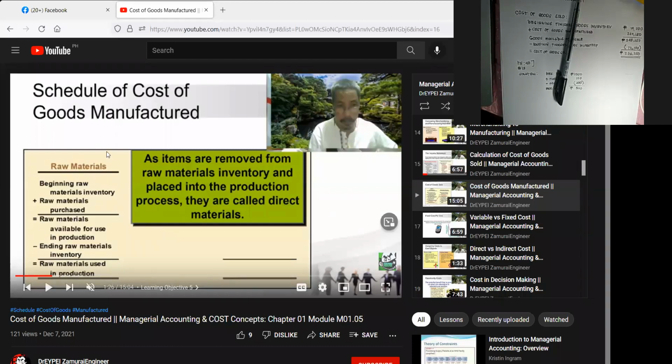So one component of cost of goods manufactured is raw materials used. If you use the raw material, where will it go? It will go to the manufacturing of goods. So that means your raw material is used in production. One component of cost of goods manufactured is raw materials used. Take note of that. These are all logical.